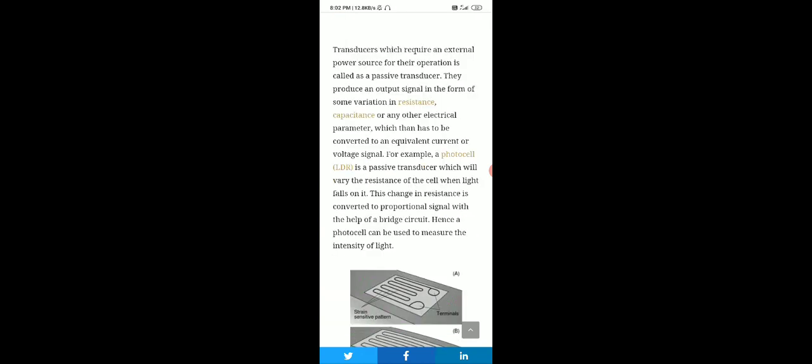Another is the transducer which requires an external power source for its operation, that is a passive one. It is called a passive transducer. They produce an output signal in the form of some variation in resistance, capacitance, or any other electrical parameter, which then has to be converted to an equivalent current or voltage signal. For example, a photocell or LDR.